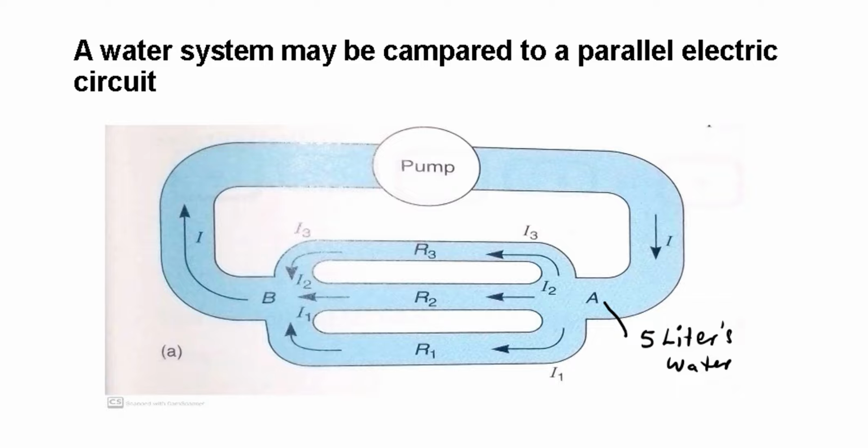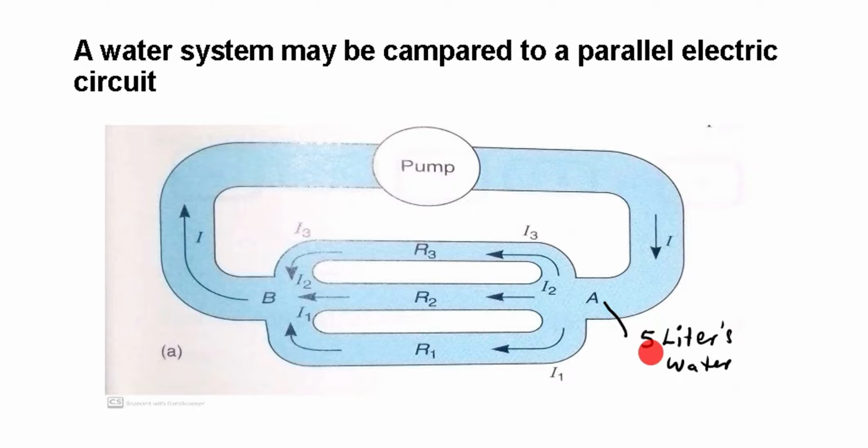So if water is flowing through A, and let's assume the amount flowing through A is 5 liters, it is going to be distributed through R2, R3, and R1. At the end of the day, the total amount of water flowing out through B will also be 5 liters. That is to say, you sum up R1, R2, and R3, and it gives you a total of what? 5 liters.